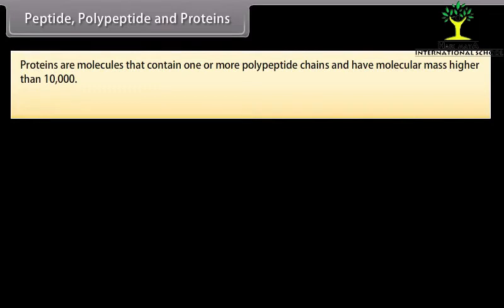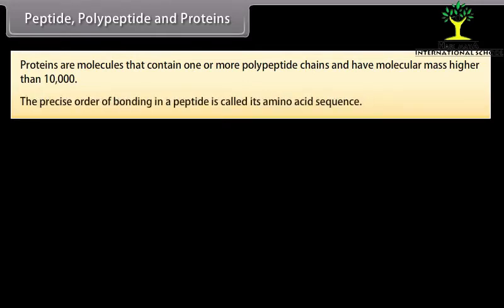Proteins are molecules that contain one or more polypeptide chains and have a molecular mass higher than 10,000. The precise order of bonding in a peptide is called its amino acid sequence. The amino acid sequence is specified by using 3-letter amino acid abbreviations for the respective amino acids, connected by hyphens.